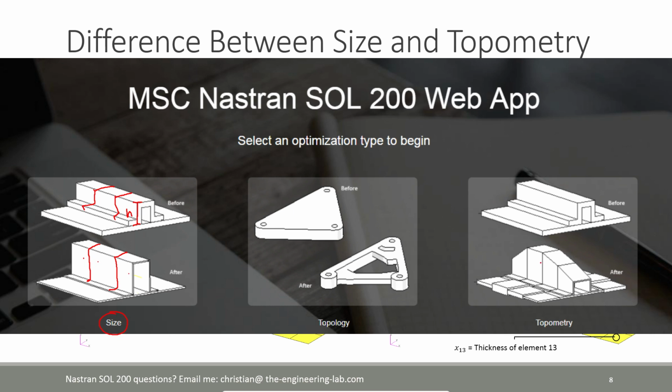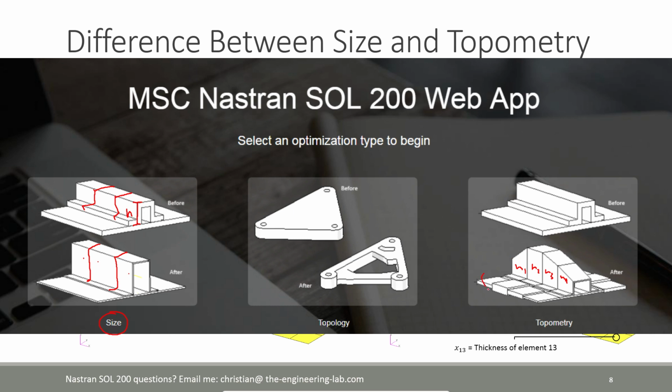With topometry optimization, here we have 4 elements. It's going to assign each element a height of its own. So here H2, H3, and H4. Here there's tapering. Just to make it simple, I'm assuming there's only one height. So it's going to go ahead and vary the height for each element by itself.